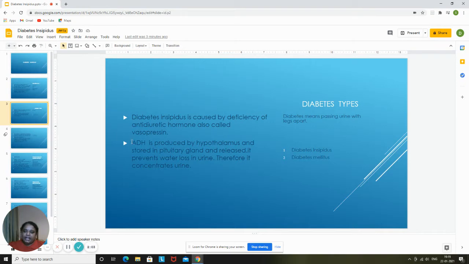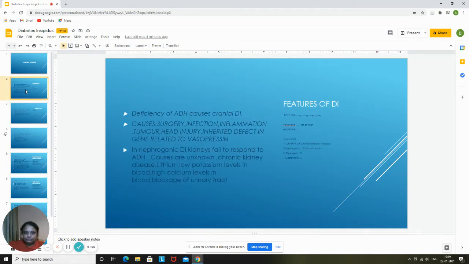If there is a deficiency of antidiuretic hormone, you have a large amount of urine production. So fluid is lost, and you have signs of dehydration. Features of diabetes insipidus: you have polyuria, that is passing urine more. Usually you say polyuria when a person passes urine more than 8 times per day and gets up more than one time in the night to pass urine. Then you say it is polyuria generally.